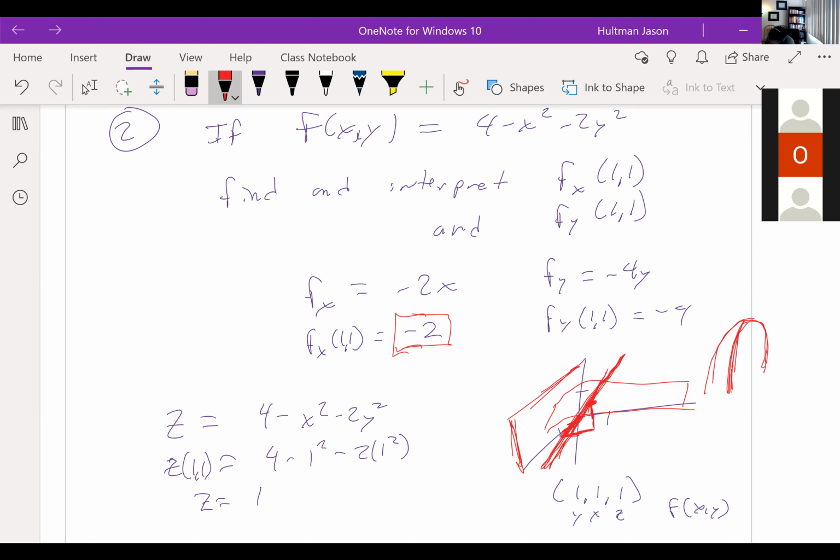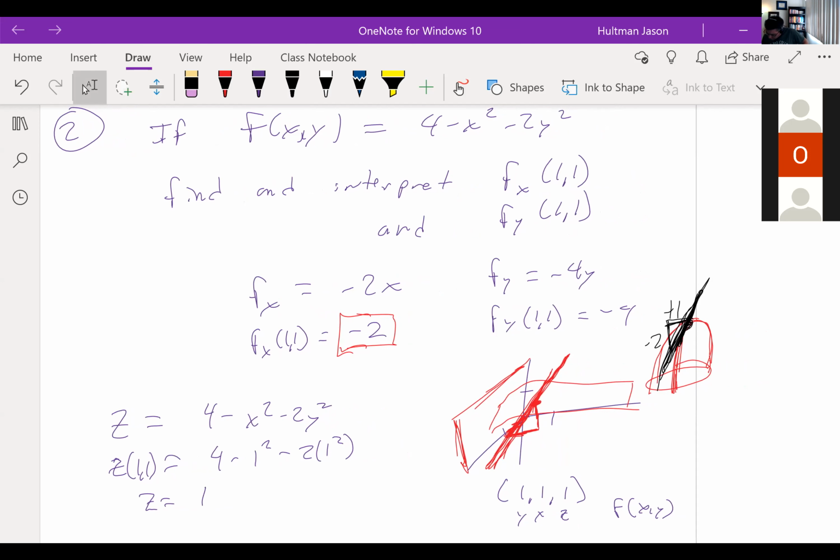Okay, let's think about this as our surface. Now, what happens when I'm at (1, 1, 1) and I take my tangent line at (1, 1, 1) in the x direction? Well, what's my slope? My slope is -2. That means that every time I move in the x direction, what happens to my z value? Whenever I move 1 in the x direction, I move down 2 in the z direction. I go downhill by 2 units. Does that make sense?